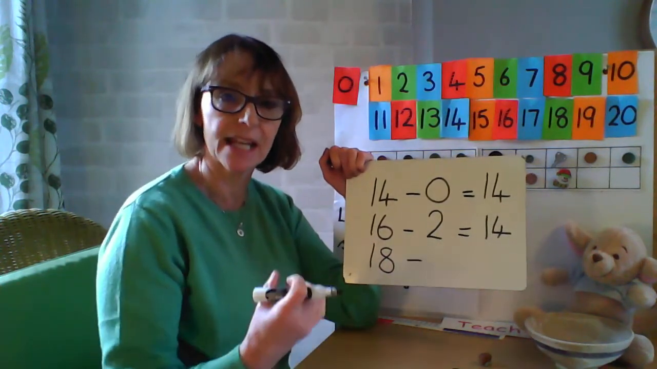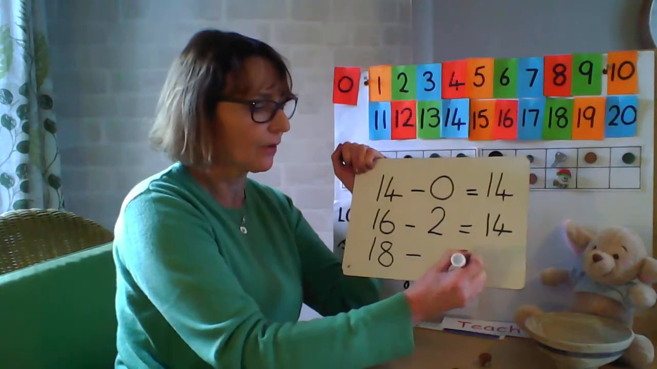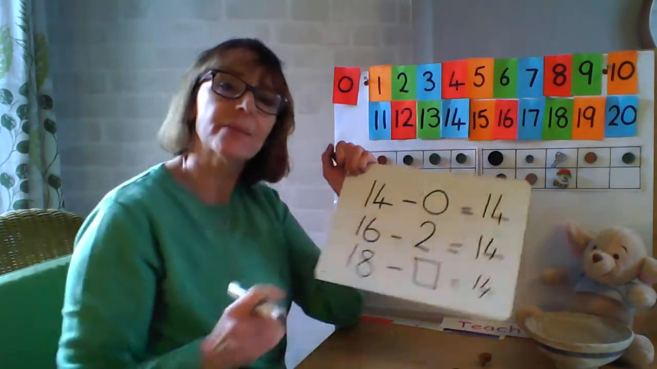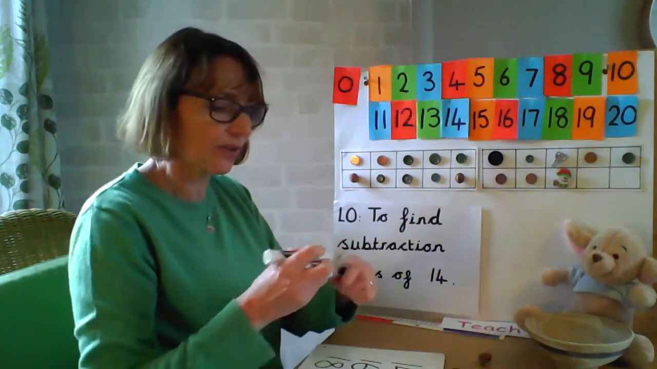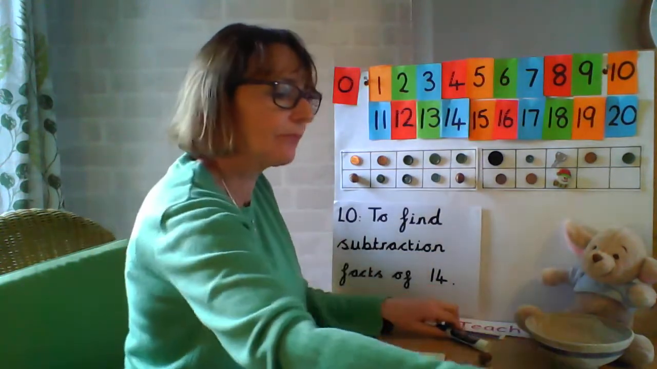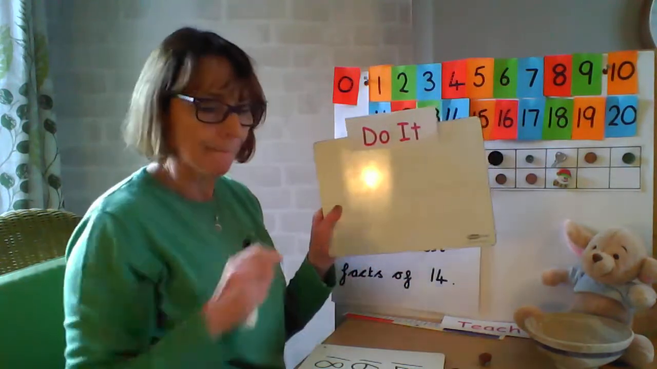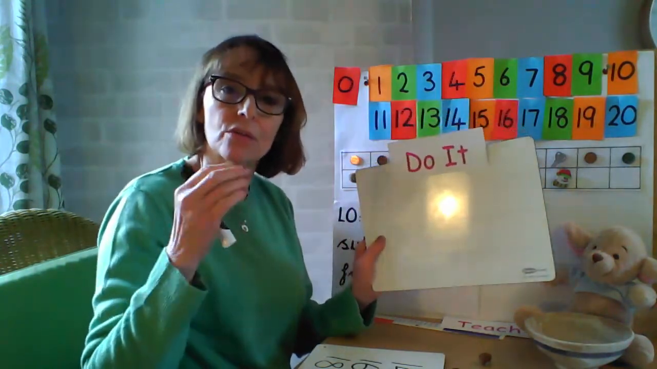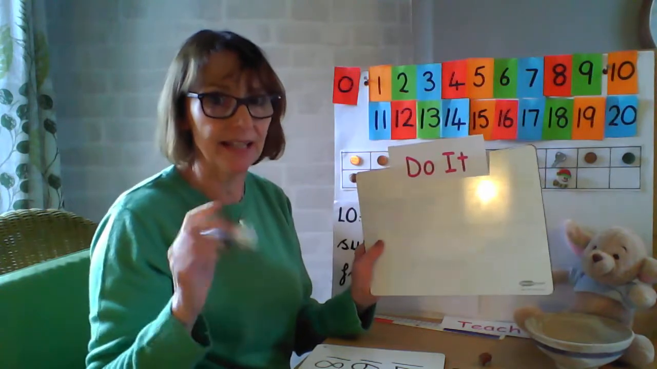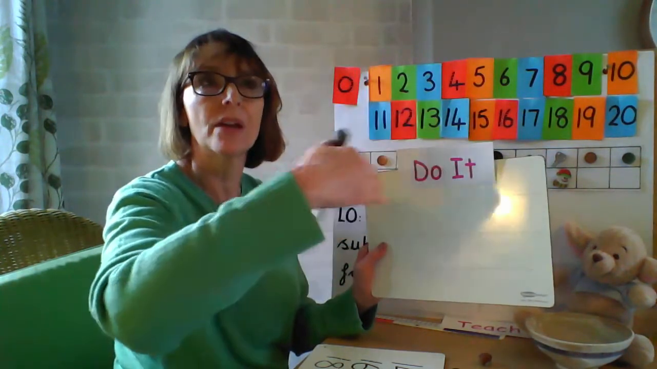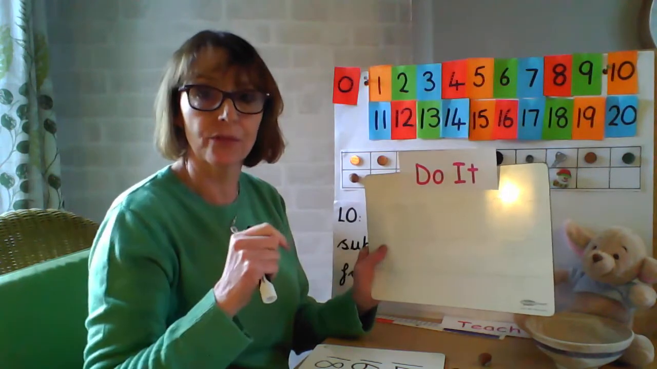And now what we've got to do is work out how many Rue stuck on there. So how many do we have to take away to be left with 14? And that's what you're going to do for me today. You're going to find all the different ways of making 14. But remember, they're takeaways, they're subtractions. So you've got to start with a number that is higher than 14.